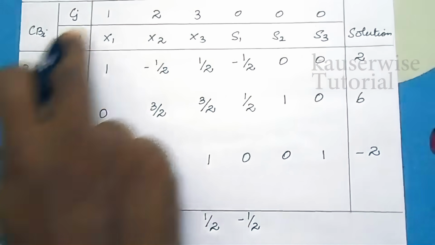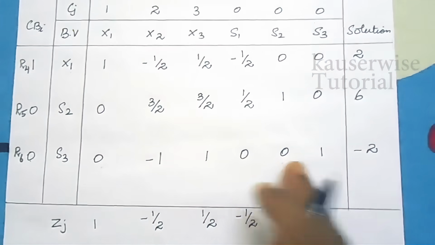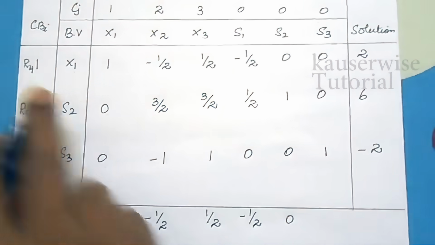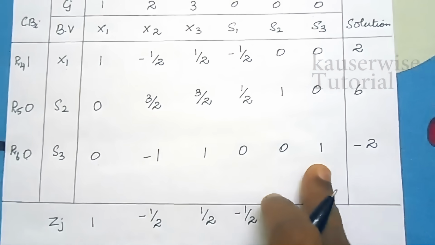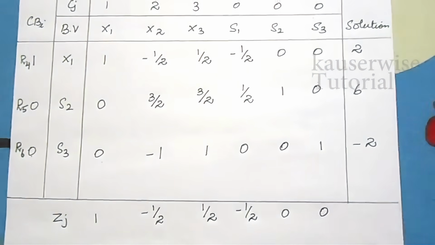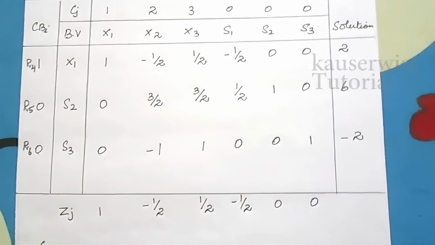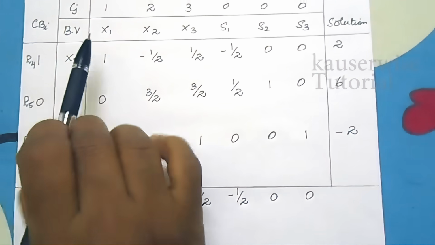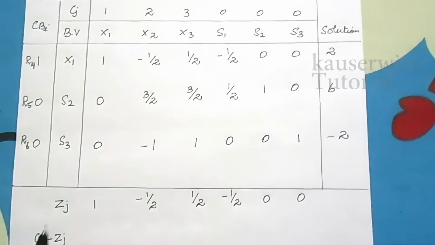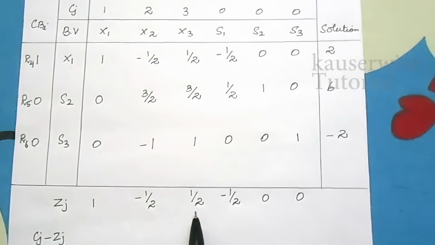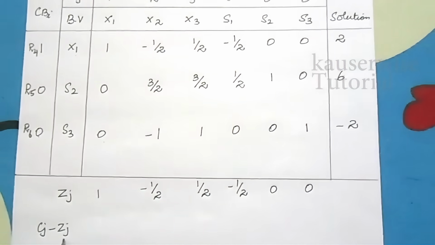For the next value, 1 into 0 plus 0 into 1 plus 0 into 0. So the answer is 0. Next value, 1 into 0 plus 0 into 0 plus 0 into 1. So the answer is 0. After finding Zj value, next we have to find Cj minus Zj values. Cj is there, no? See the objective function. Cj values are 1, 2, 3, 0, 0, 0. Zj values are 1, minus 1 by 2, 1 by 2, minus 1 by 2, 0 and 0. So now we have to find Cj minus Zj.